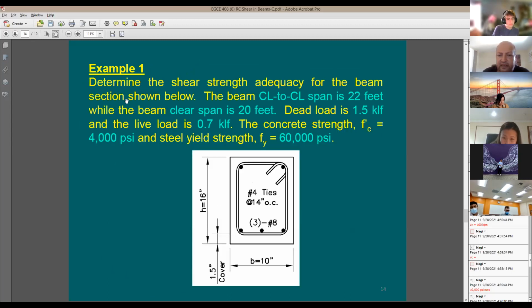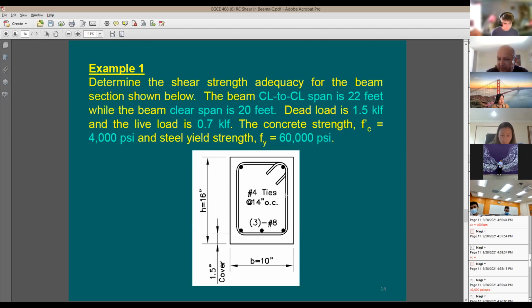So let's see this example. We have seen this beam section before. This is going to be the same beam that we have seen in previous examples when it comes to flexure. Beam width is 10 inches, total depth 16. I have 1.5 inch cover. I have number 3, number 8, number 4 ties at 14 inch.